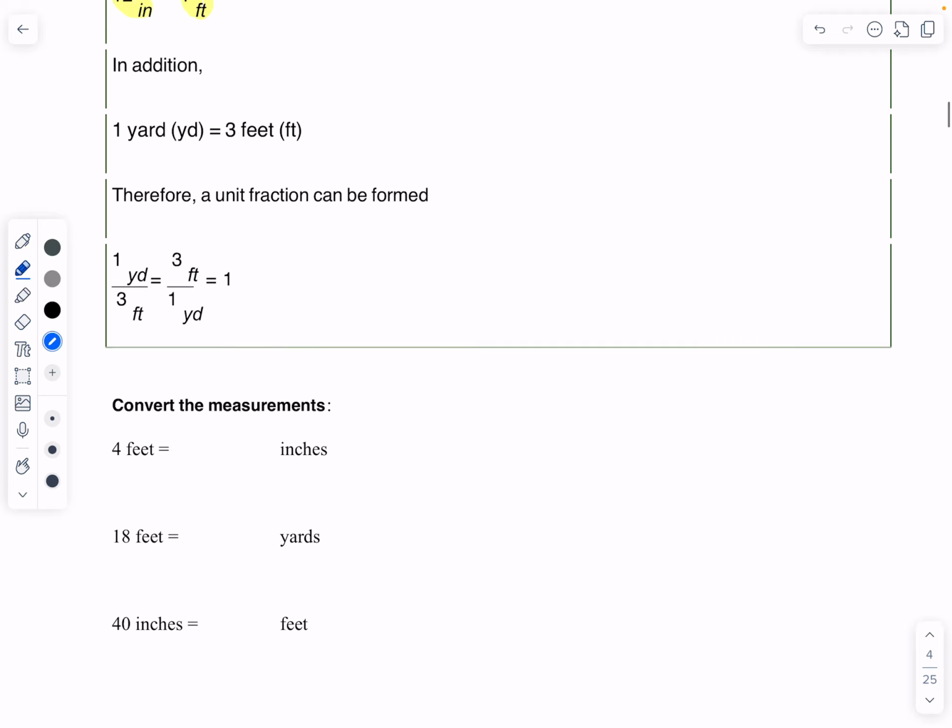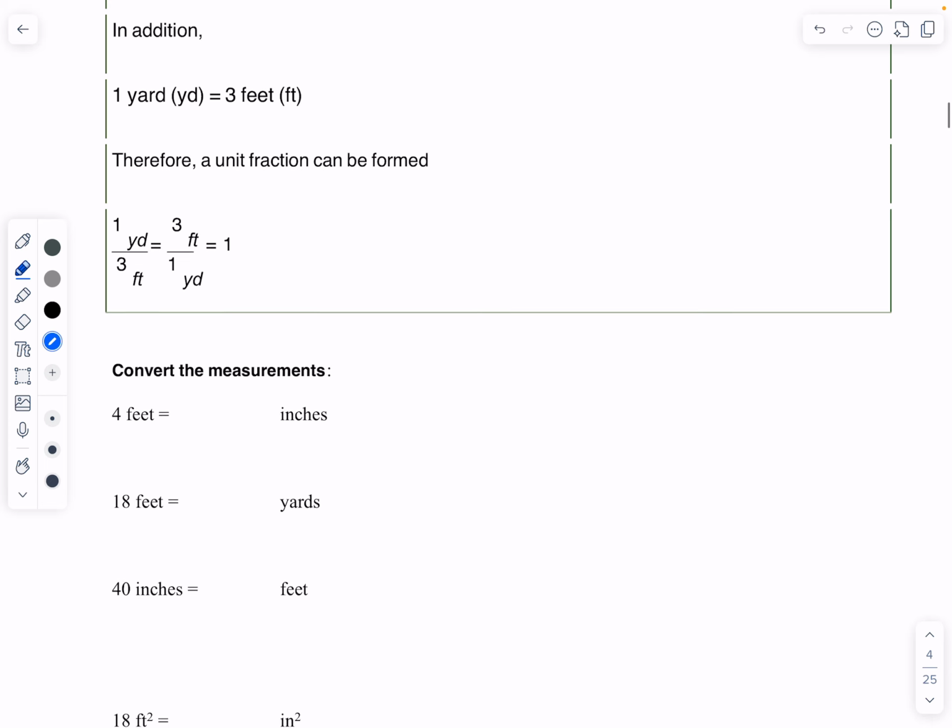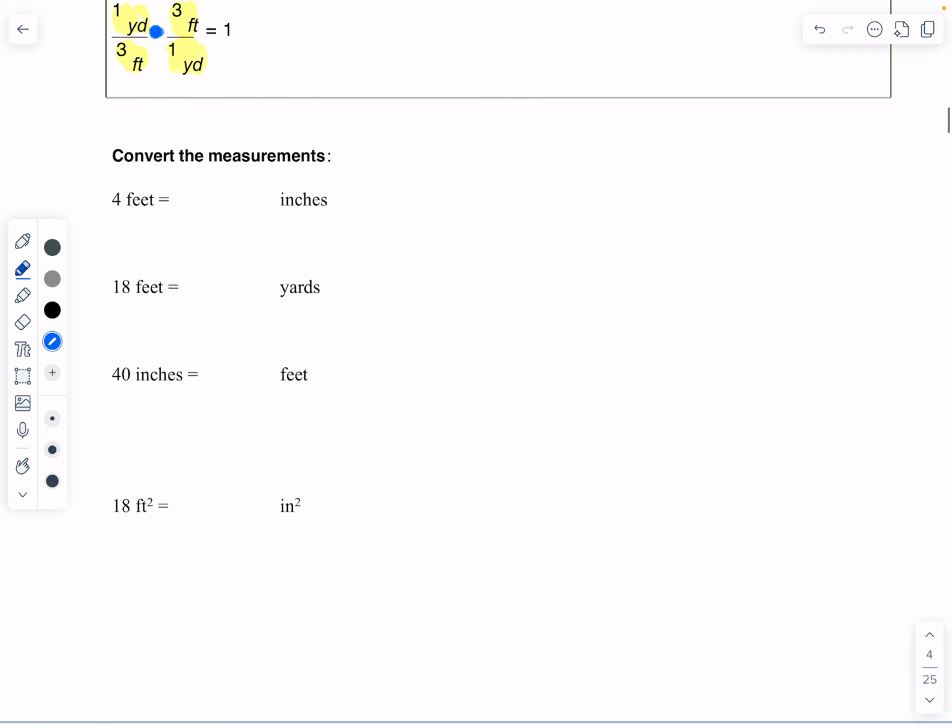In addition, 1 yard is equal to 3 feet. Therefore, a unit fraction can be used to form that. So I can say 1 yard over 3 feet, or 3 feet is equivalent to 1 yard. Again, if I multiply these together, I will get the value of 1. So let's go ahead and do these problems.